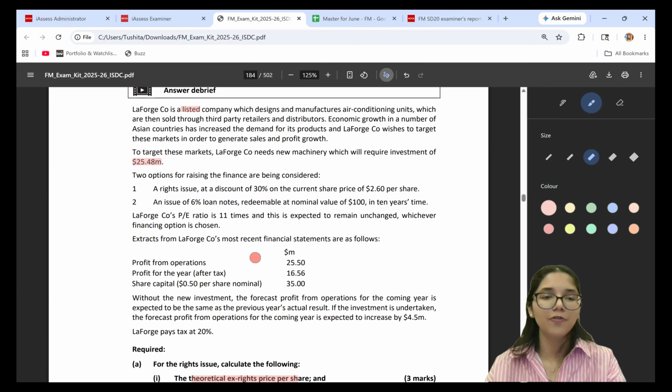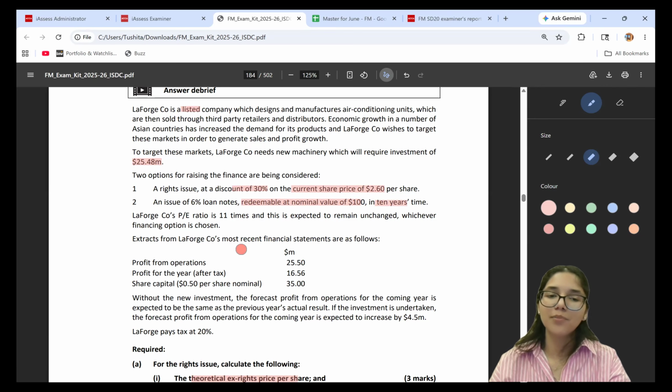Then it's given to me further 2 options for raising the finance are being considered. First of all, the company could go for a rights issue at a 30% discount on the current share price of $2.6, or an issue of 6% loan notes redeemable at a nominal value of $100 in 10 years time. LaForge Company's PE ratio is 11 times, and this is expected to remain unchanged whichever financing option is chosen.